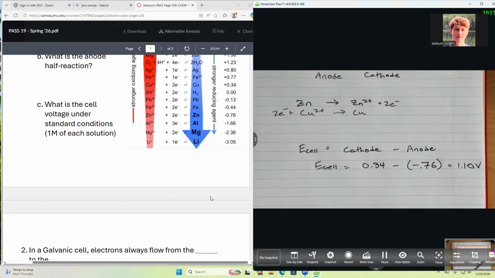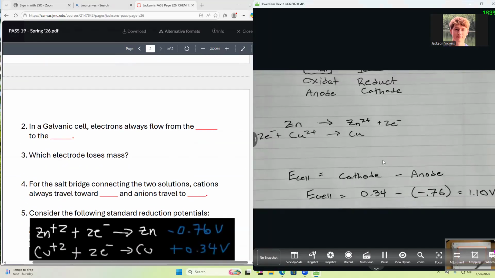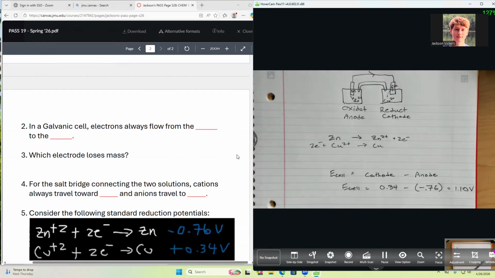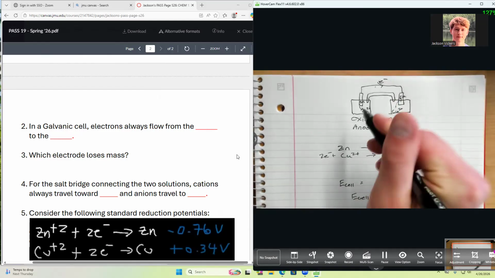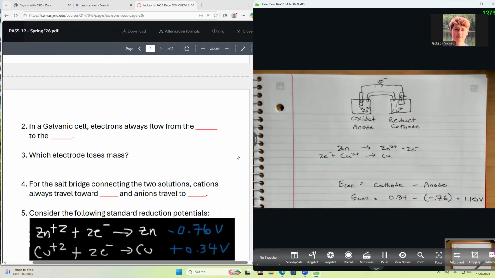So that's a good precursor. He'll talk more about this tomorrow. Now let's get back to the conceptual stuff. In a galvanic cell, and that's the only type of cell we're going to talk about, electrons always flow from what to what? Yep, always from anode to cathode. Same deal up here, where electrons are leaving this side and going over to this side. This one's a little bit trickier.